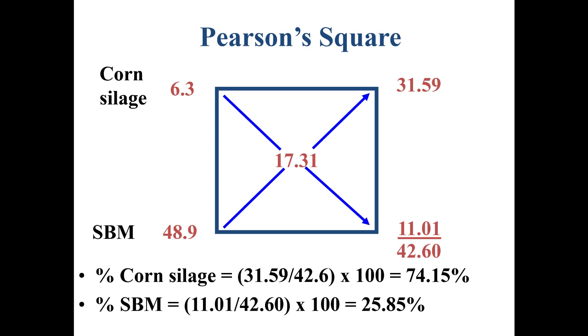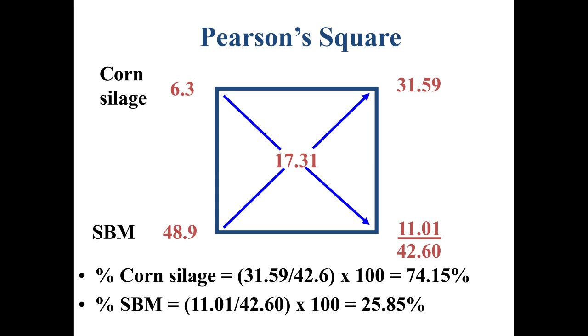So the percent corn silage would thus be 31.59 divided by 42.6 times 100 equals 74.15. And the percent soybean meal would be 11.01 divided by 42.60 times 100 equals 25.85%. But we're not done yet. Okay, you'll notice that the corn silage and the soybean meal percentages add up to 100. But remember, the corn silage and soybean meal don't constitute the entire diet. Okay, remember our fixed ingredients, so we have to account for that now.